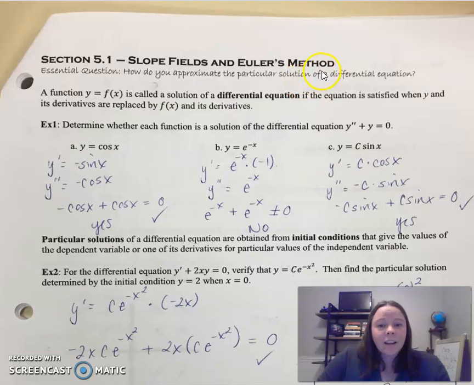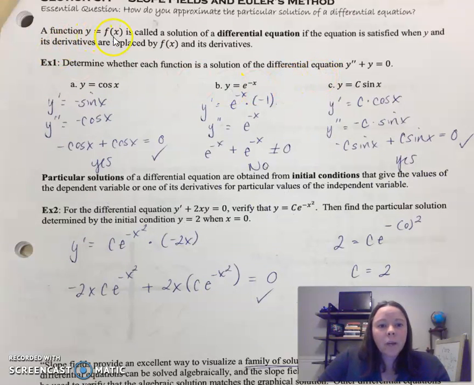It's interesting. A function y equals f of x is called a solution of a differential equation if the equation is satisfied when y and its derivatives are replaced by f of x and its derivatives. Basically, you're given a differential equation, which can look a couple of different ways. You might say, Cogswell, it's not dy equals f of x times dx. And I agree. A differential equation can also just be an equation that has derivatives in it. And basically you're given a function, and we're going to see, is this a solution to this differential equation?